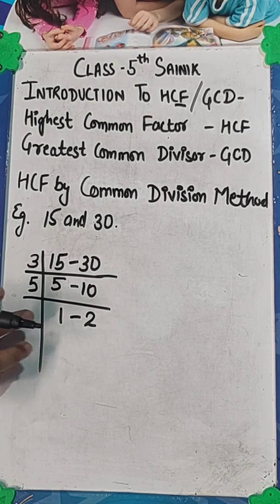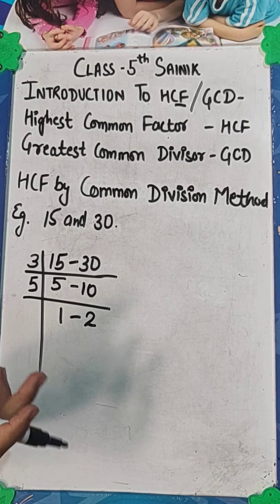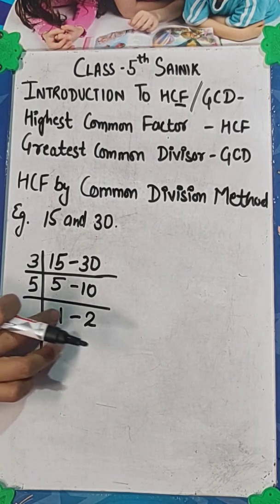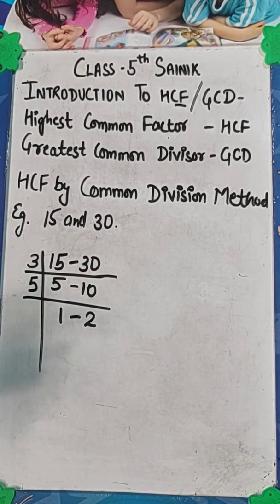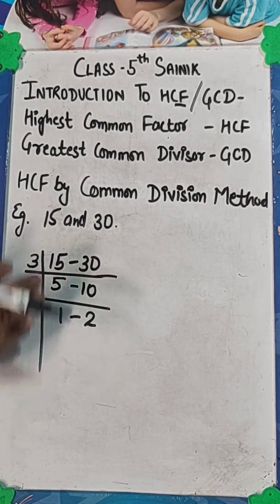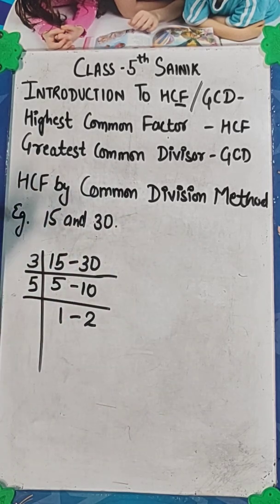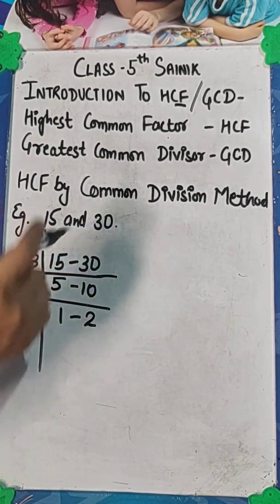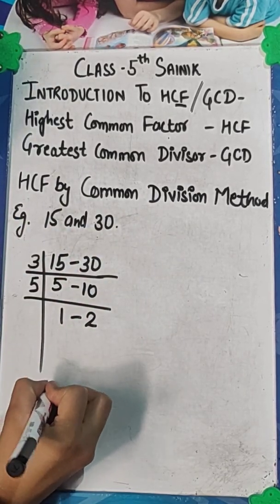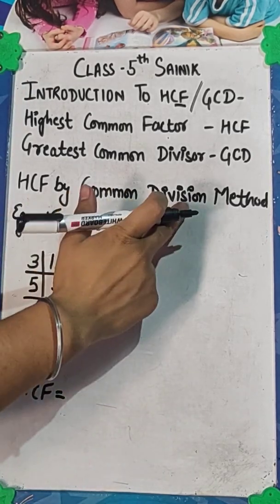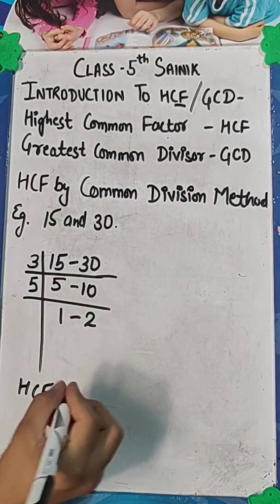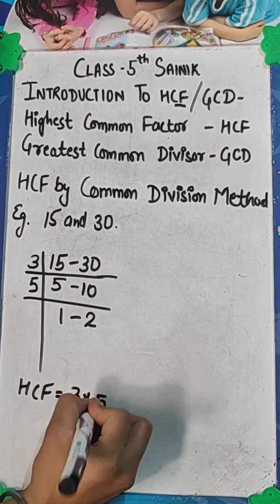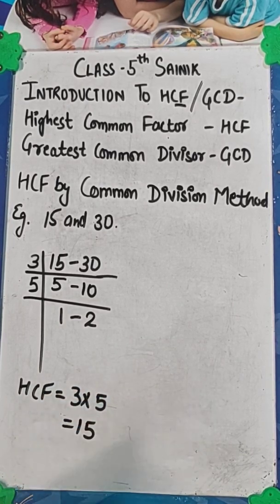Now again you have to take a number which divides both of these. So 1 and 2 come in different tables. They will not come in the same table. They are not factors of the same number. So our division stops here. We will not divide further because we cannot cancel both of these with the same number. So our HCF will be the product of the common divisors. So 3 into 5. Our HCF is 15.